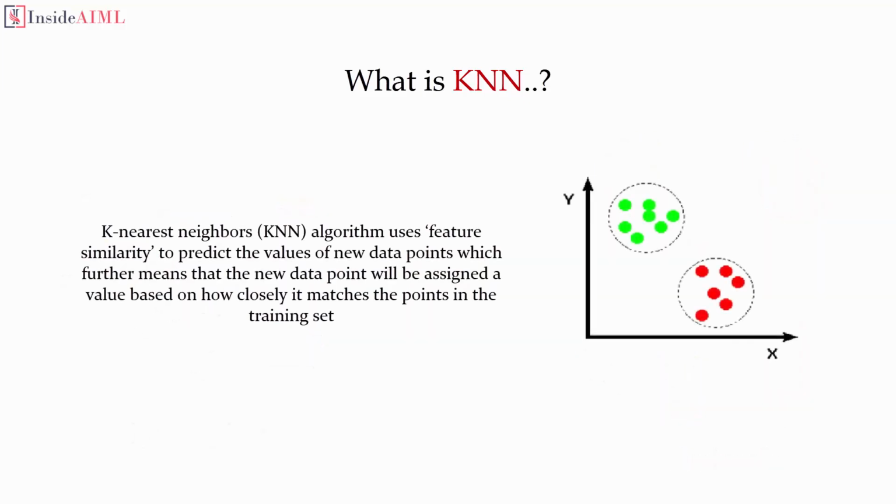The K nearest neighbors algorithm uses feature similarity to predict the value of new data points, which further means that the new data point will be assigned a value based on how closely it matches the points in the training dataset. And in this case, which are the points it is going to closely match to? The neighbors. Now we'll see some of the industrial use of KNN.